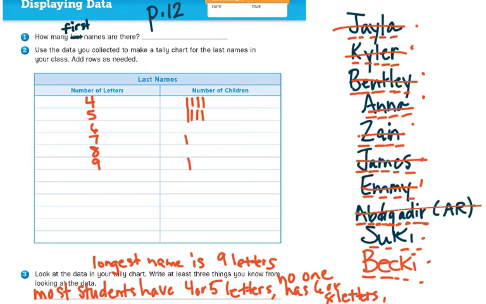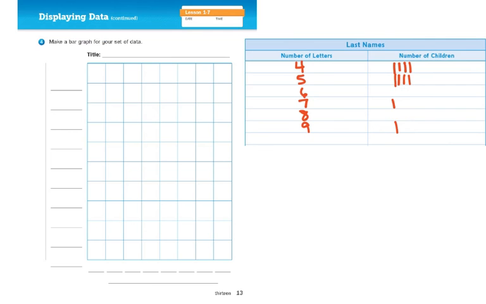Now what we're going to do is move to the next journal page. So I'm going to take a screenshot of this and move it to the next page. Moving on to page 13, we're going to make a bar graph to represent our data. So we need a title. We're going to write first names. So on page 13, write first names. Because it's the title, we capitalize the first letter of each word, unless it's a word like of or the.